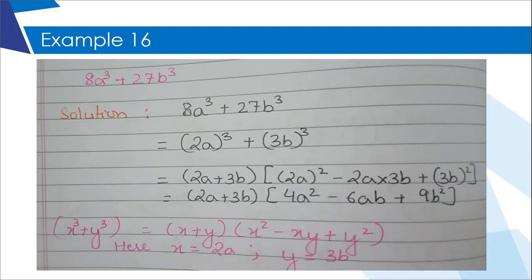So x cube plus y cube, the spread is the same. x plus y, there is a plus sign, so in the first bracket you will have a plus sign. In the second bracket, square terms are always plus. Only xy will have a minus sign. So now I have replaced this x with 2a and y with 3b, and I have written the right side of the spread like this: 2a plus 3b and another bracket, 2a whole square minus 2a into 3b plus 3b whole square.